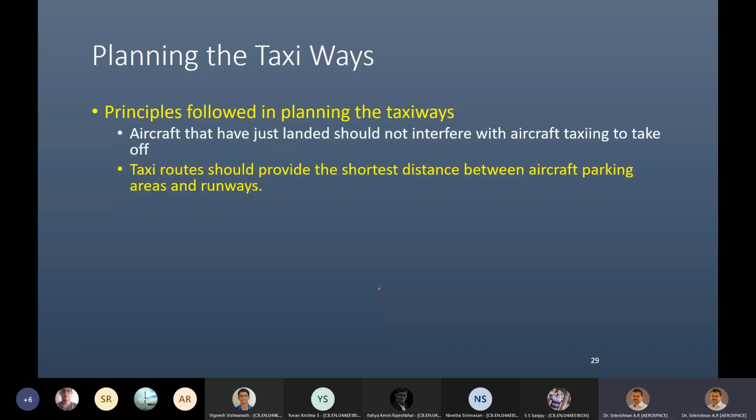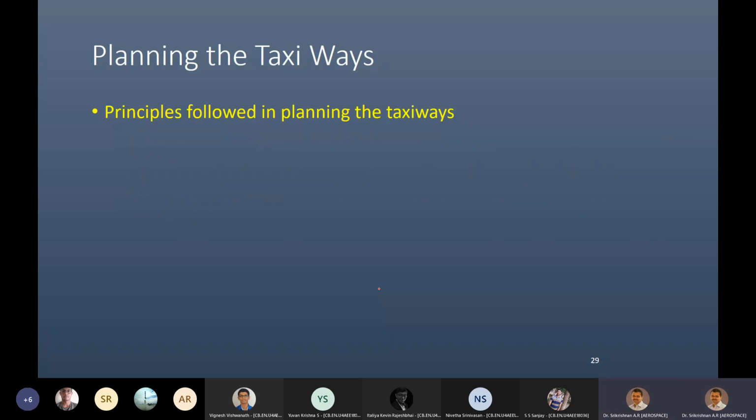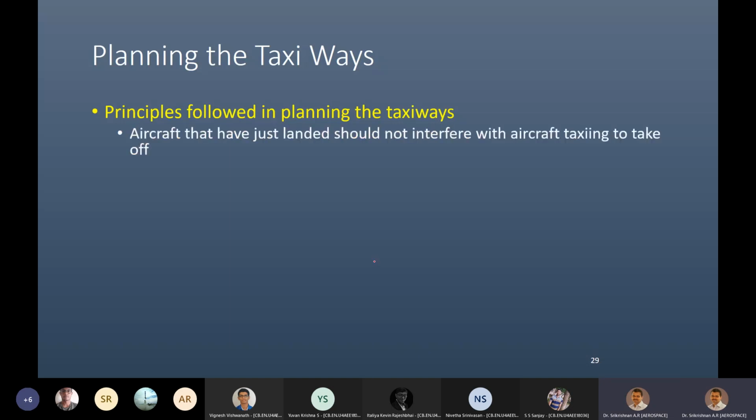And then exit is another category which follows the same configuration as the entrance taxiways. Now, how do you plan the taxiways? Actually, there are guidelines, as well as regulations and rules, which are to be followed in planning the taxiways.